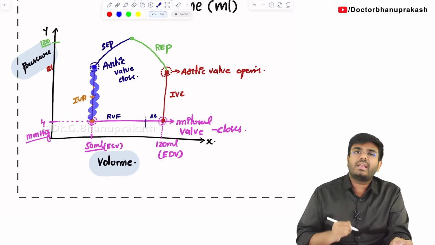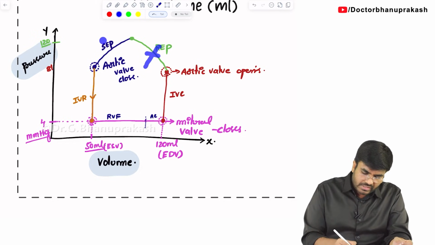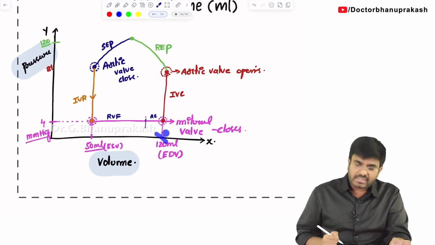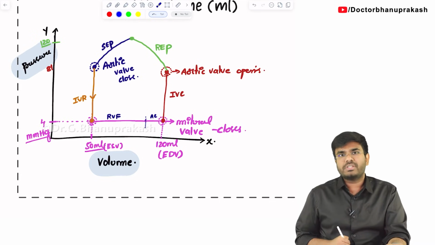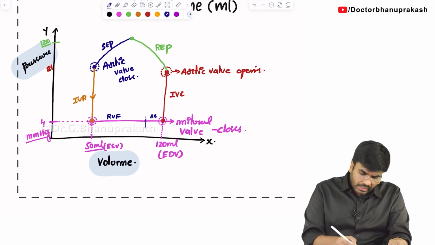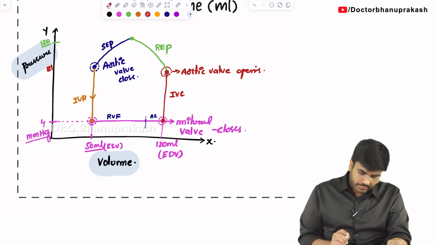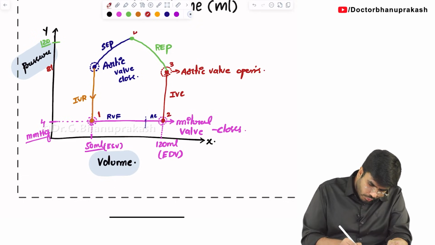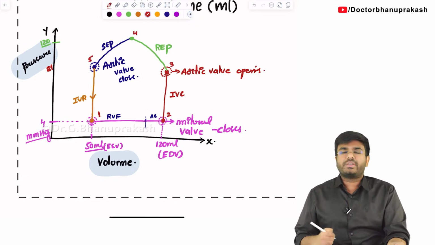What is this phase representing? This is isovolumetric relaxation. Here it is the rapid ejection phase, slow ejection phase. Here this is ventricular filling. Starting point is end-systolic volume, ending point is end-diastolic volume or preload, you can say. Now, here I will be giving you some points. You have to answer. Rather than A, I am giving you 1, 2, 3, 4, 5, five points.